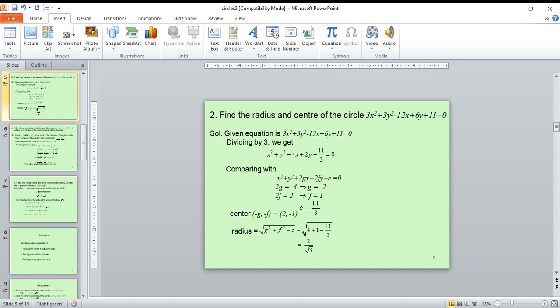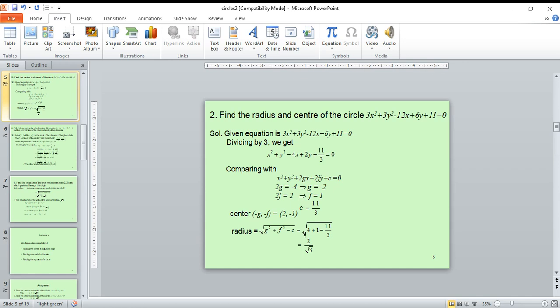g square plus f square minus c, that is 2 square plus 1 square minus 11 by 3. 4 plus 1 minus 11 by 3. So under root of 4 plus 1 is 5. 3 into 5 is 15 minus 11, so 15 minus 11 by 3, that is 4 by 3, under root, which is root 4 by root 3. Root 4 is 2, so 2 by root 3 is the radius.